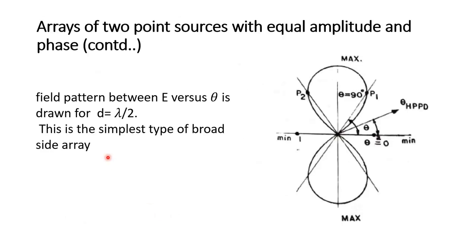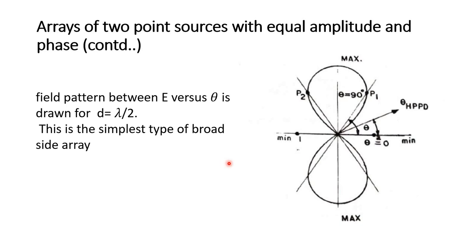So this is how we draw the field pattern between E versus theta. This is drawn for D equal to lambda by 2, where D is the distance between 1 and 2. So this is the simplest type of broadside array. We have the maximum at 90 degree and 270 degree, minimum at 0 and 180 degree, and half power points at 60 degree, which is extended back, and 120 degree, which is also extended back. So this is the simplest type of broadside array.